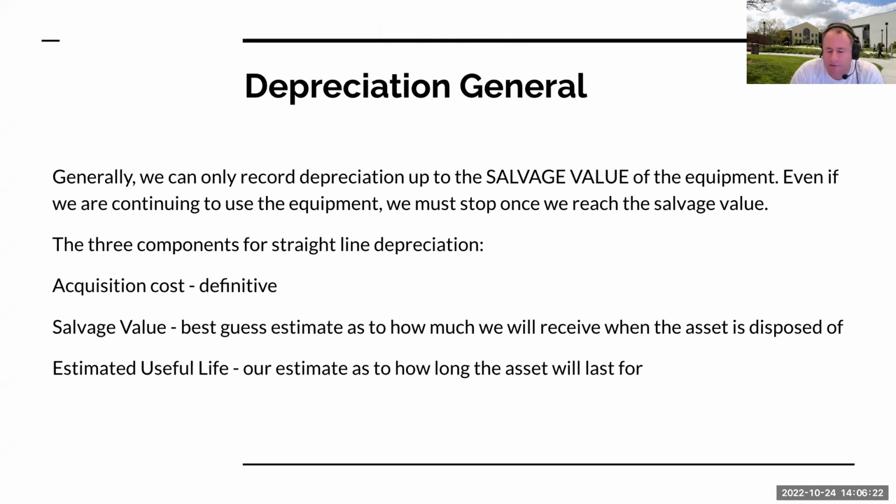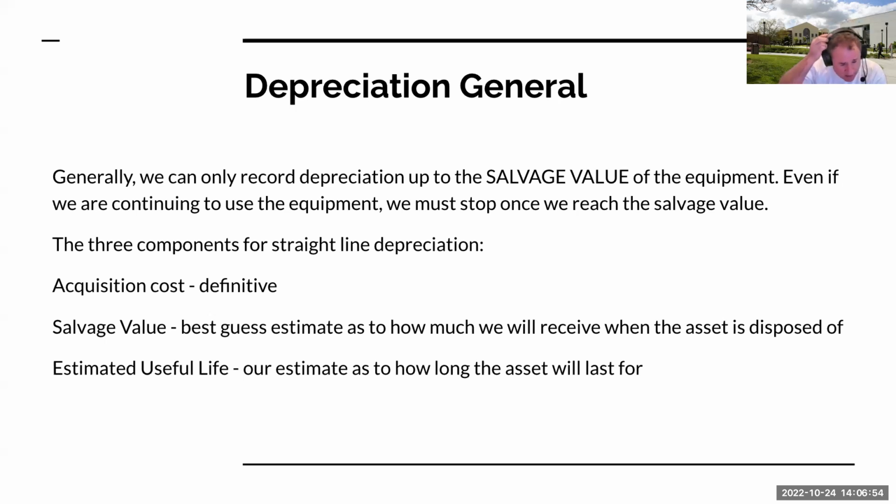What does that mean? The net book value, which is the asset or the equipment minus the accumulated depreciation, can never go below the salvage value. Even if we're continuing to use the equipment, we have a limitation in terms of how much we can depreciate. And again, this is how we depreciate assets. This is how we show the use of the asset. We're recording the expense.